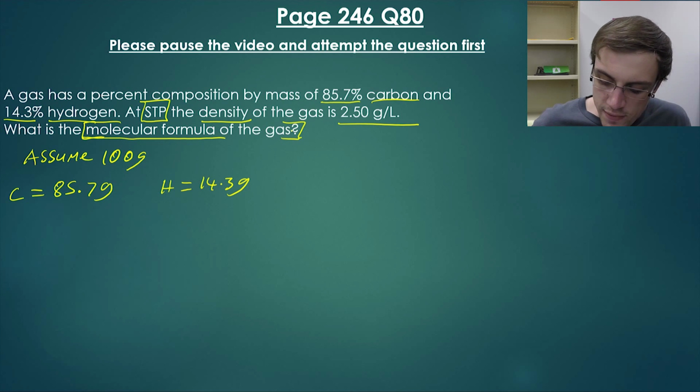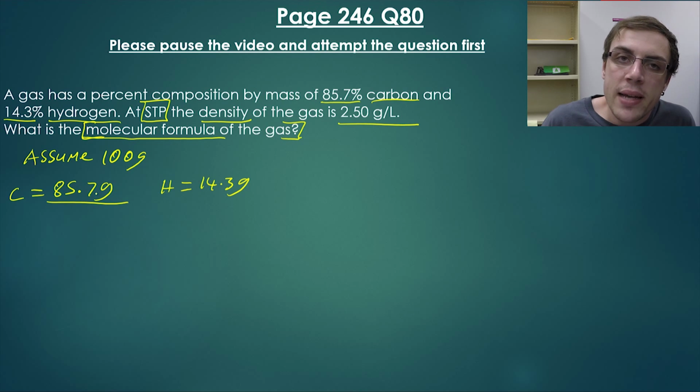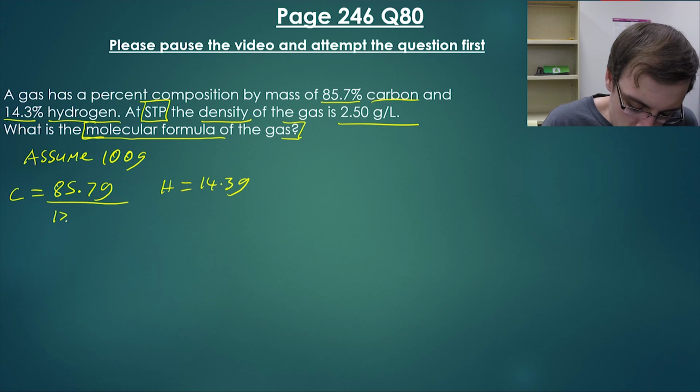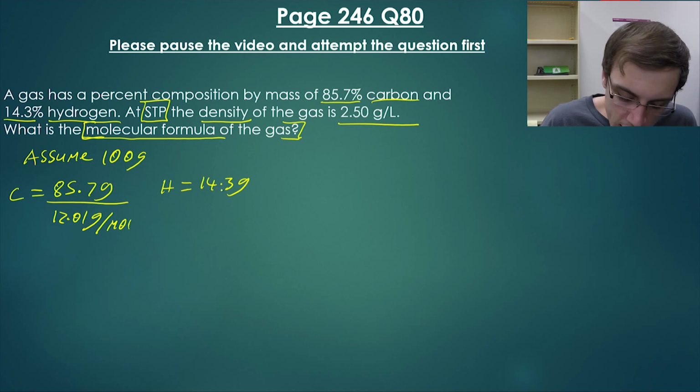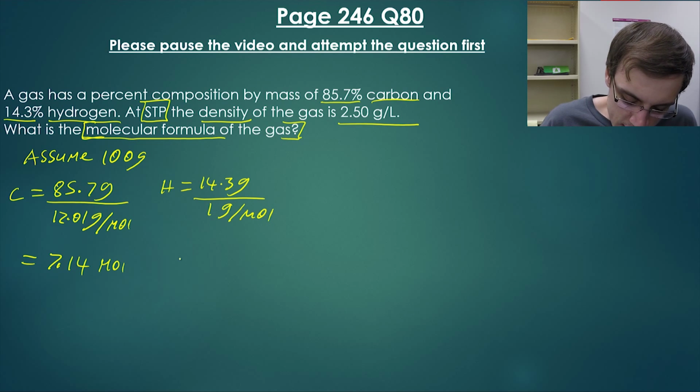So now we're going to convert these into moles. So we're going to go mass, which is here, divided by the molar mass. The molar mass for carbon is 12.01 grams per mole, and the molar mass for hydrogen is 1 gram per mole. So if we have 85.7 divided by 12.01, we're going to get 7.14 moles.